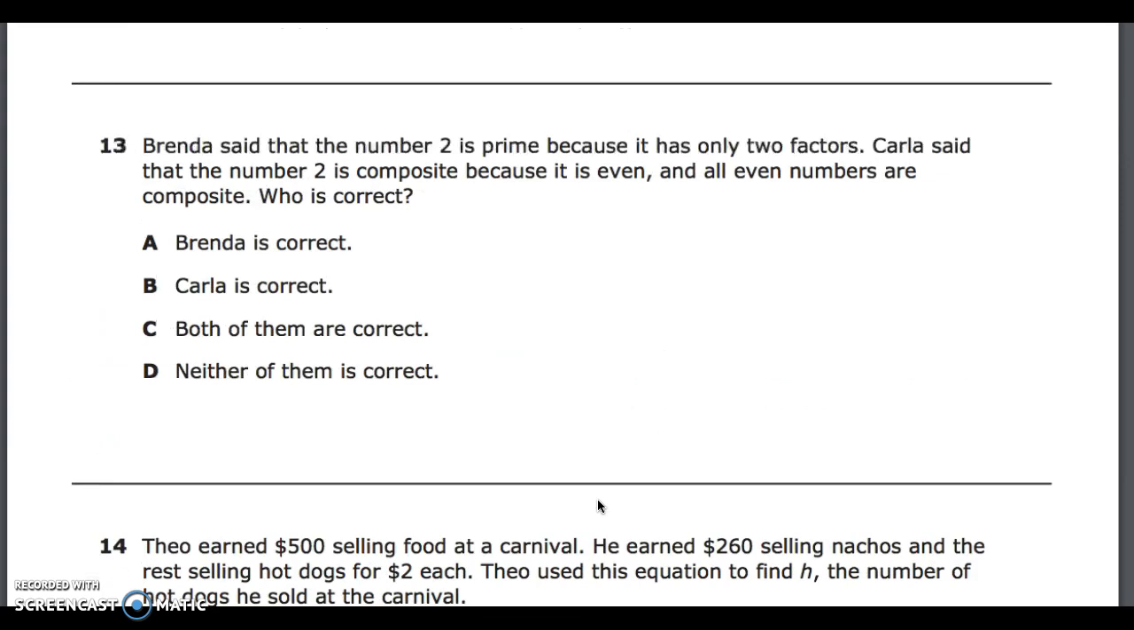Number 13. Brenda said that the number 2 is prime because it has only 2 factors. Carla said that the number 2 is composite because it is even, and all even numbers are composite. Who is correct? A. Brenda is correct. B. Carla is correct. C. Both of them are correct. D. Neither of them is correct.